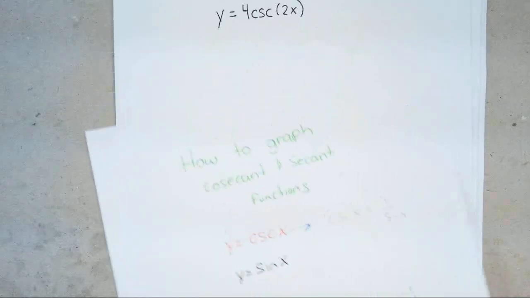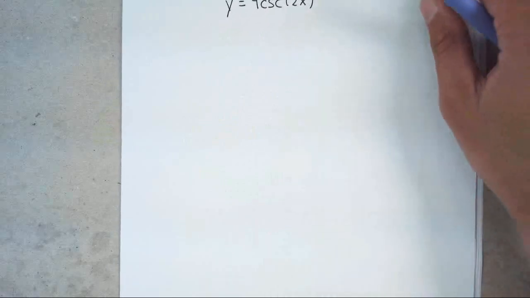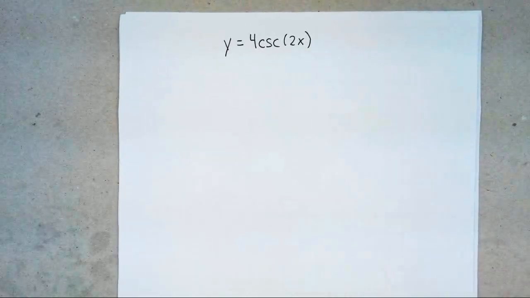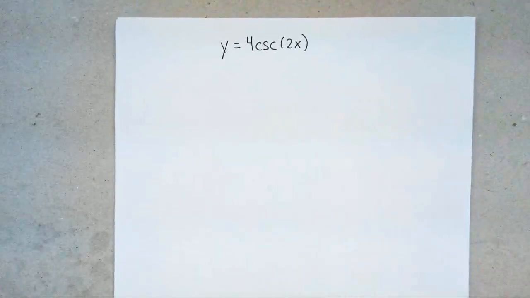So we're actually going to go ahead and do an example. Now I do encourage you that if you haven't seen my sine and cosine videos to watch them, because you need to know how to graph sine and cosine in order to graph cosecant and secant. Now let's go ahead and get started.